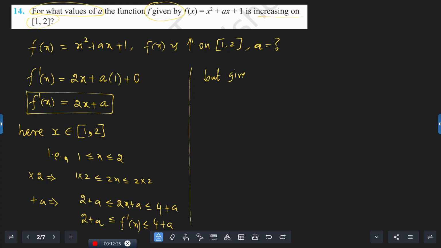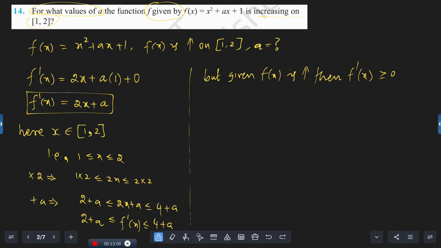what is given? f(x) is increasing, they said. Increasing, then f'(x) is greater than or equal to 0, is the meaning. What is the meaning? Greater than or equal to, or strictly greater than, also you can take. Here it is greater than or equal to 0, and then this will be 0 separately. Am I right? That is what I am going to use.